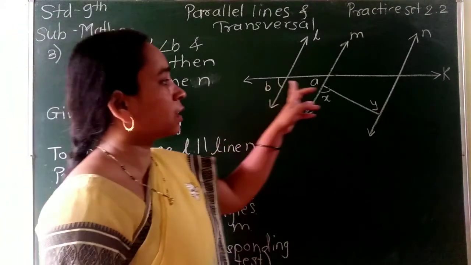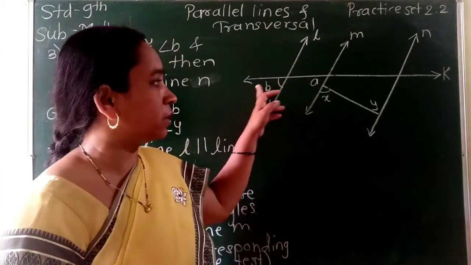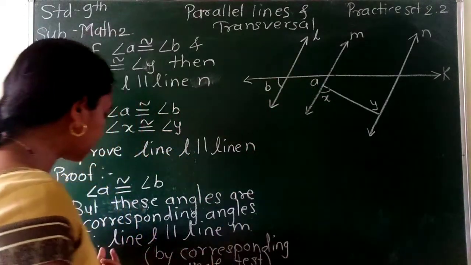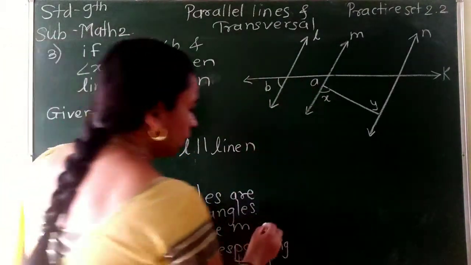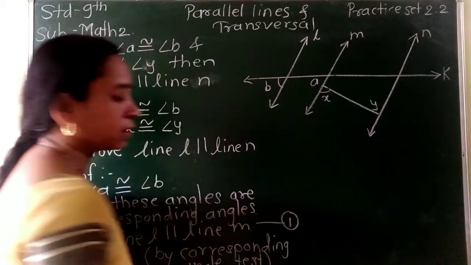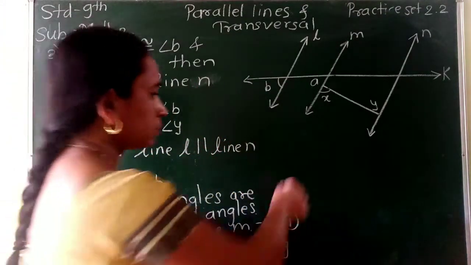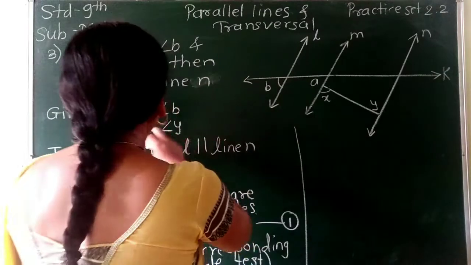See here, these are the corresponding angles, and because of this corresponding angle test, I can say that line L is parallel with line M, and I'll consider this as equation number 1. Now we'll go for the next given.